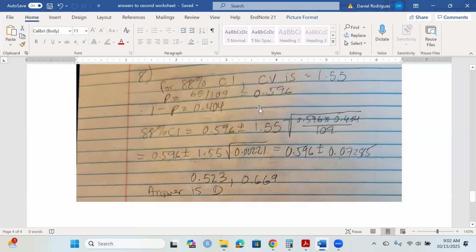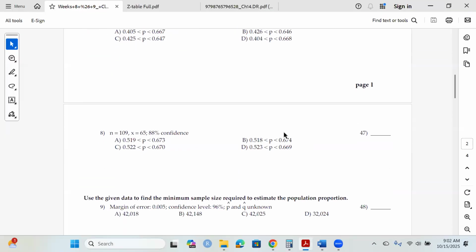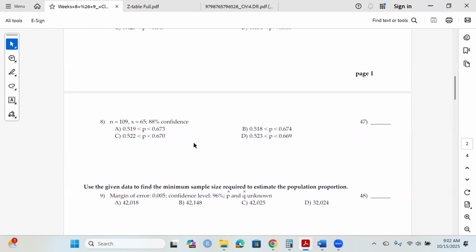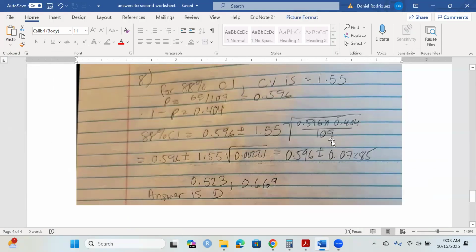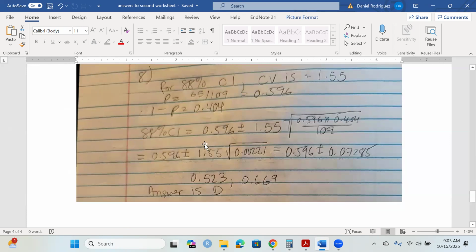Number 8, for an 88% confidence interval. So let's read the question here. Number 8, n is 109, x is 65. You have 88% confidence. All right. You want an 88% again, so your successes is 65 out of 109. So that's how we're going to get our proportion. All right. So we have 65 divided by 109, or 0.596. 1 minus p is 0.404, right? 1 minus 0.596 is 0.404.